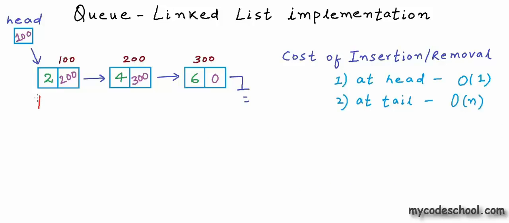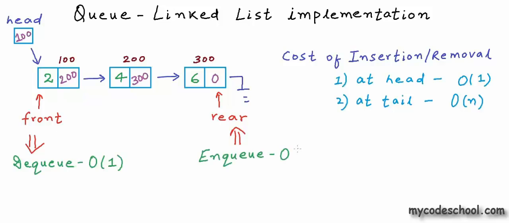Let's call this side front and this side rear. So I want to enqueue a node from this side and I want to dequeue from this side. We are good for the dequeue operation because removal from front will take constant time, but the insertion or enqueue operation will be big O of n. Let's first see why insertion at tail will be costly, and then maybe we can try to do something.